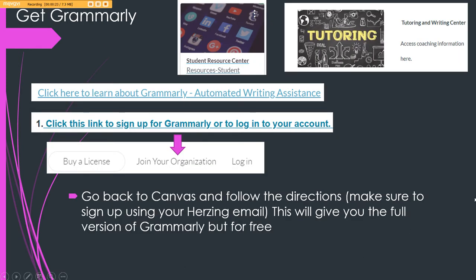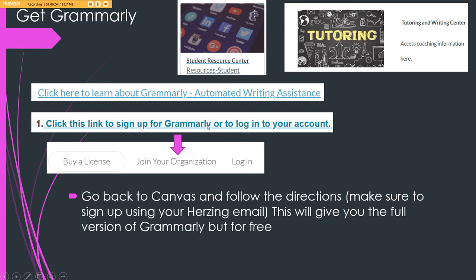I would recommend that you get Grammarly, not only for checking your discussions but also for checking the papers that you have to write. You can get Grammarly from Herzing for free. So you go to the Student Resource Center. If it's not listed on the dashboard, then look in all courses. Then go to the Tutoring and Writing Center. Then click where it says, click here to learn about Grammarly. And then it will give you instructions on how to sign up.